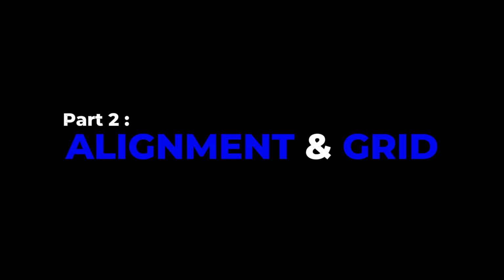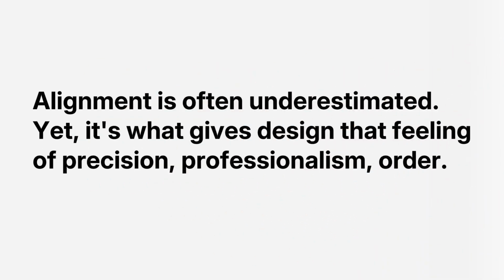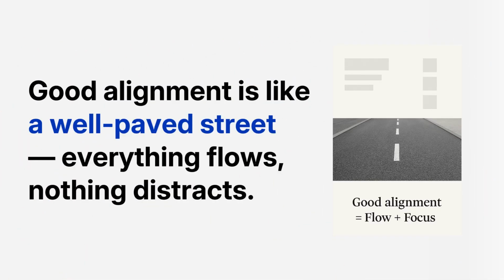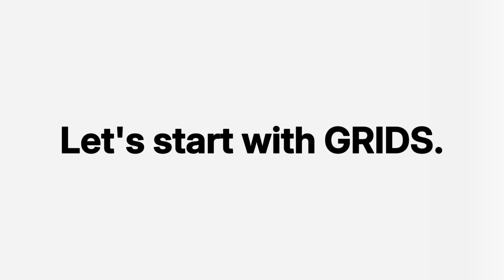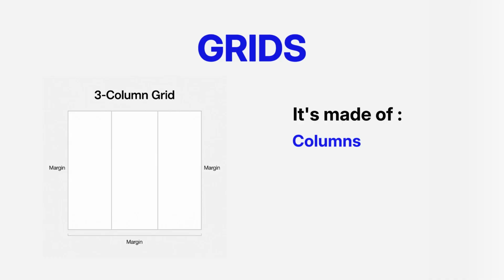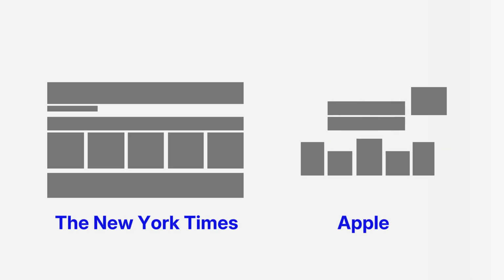Part 2. Alignment and grid. Alignment is often underestimated. Yet, it's what gives design that feeling of precision, professionalism, order. Good alignment is like a well-paved street: everything flows, nothing distracts. Let's start with grids. A grid is an invisible structure that guides your content. It's made of columns, margins, and guidelines. Even top magazines and websites, like the New York Times or Apple, use strict grids.